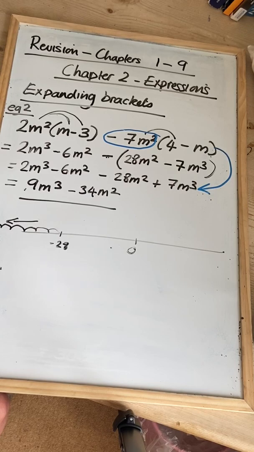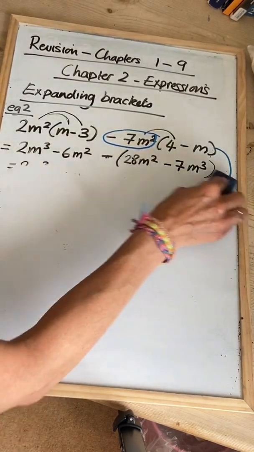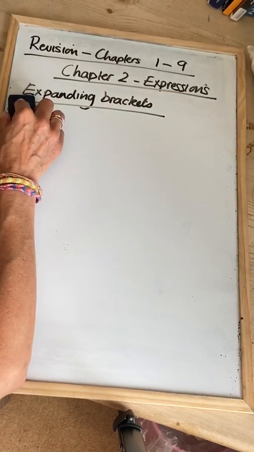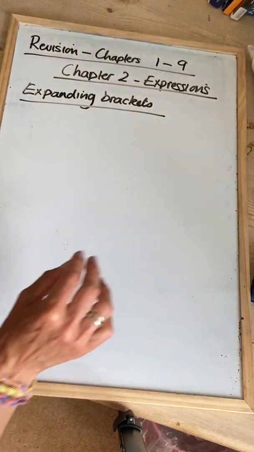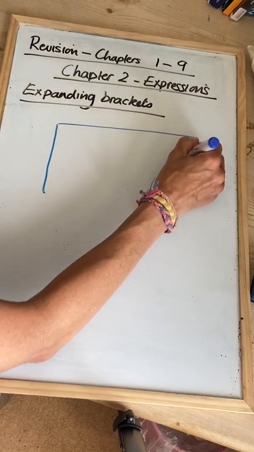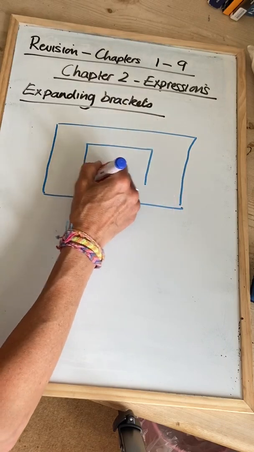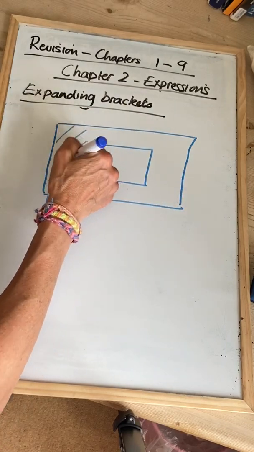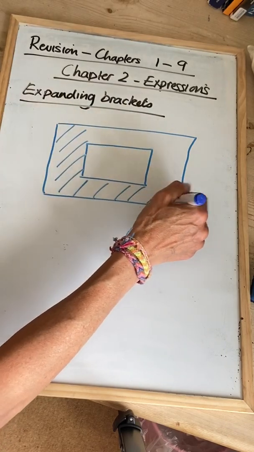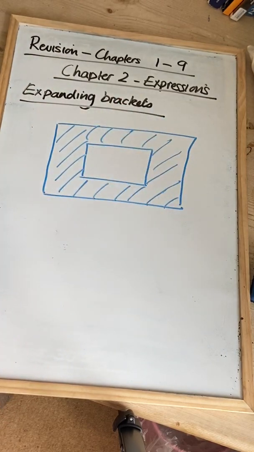Okay, last example for expanding brackets. I'm going to do another one of these sort of area type questions. And this one is going to be an area with an area cut out of it. So I've got a rectangle with a rectangle cut out of it, okay? And the area that I'm going to be interested in is going to be the shaded area, okay?